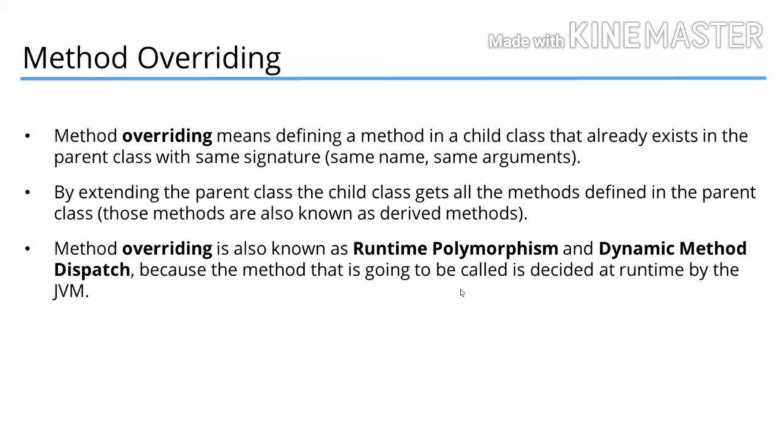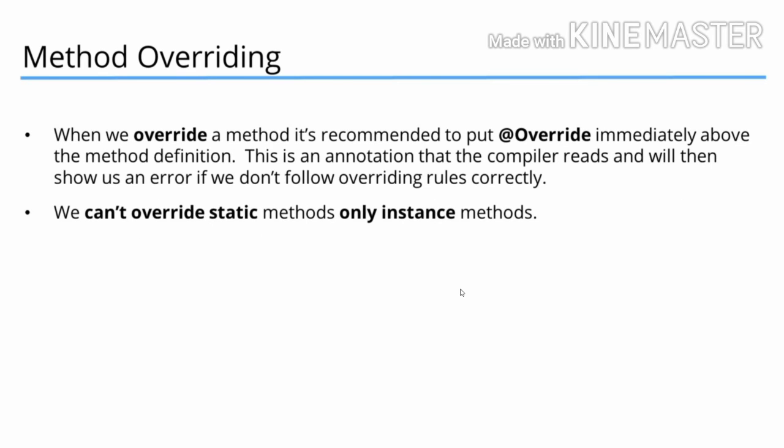The method overriding is also called runtime polymorphism and dynamic method dispatch, because the method is going to be decided at runtime by the Java Virtual Machine. When we override a method, it's recommended to put @Override immediately above the method definition. This is an annotation that the compiler reads and will then show us an error if we don't follow the overriding rules correctly. We cannot override static methods. We can override instance methods only. Static methods are methods which are declared with the keyword static.